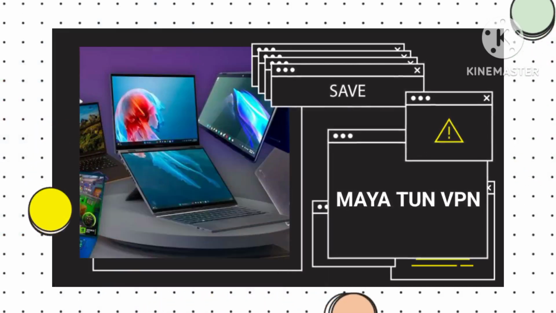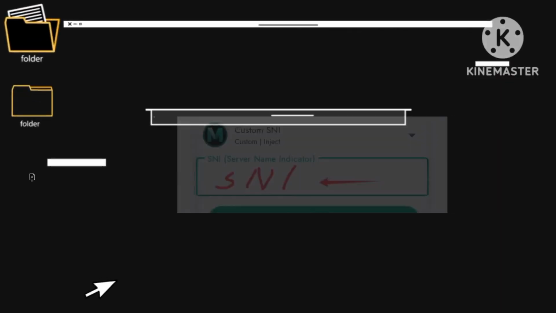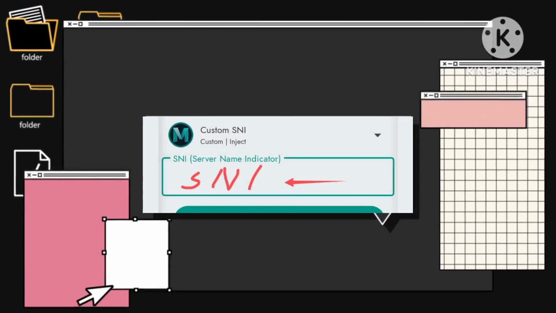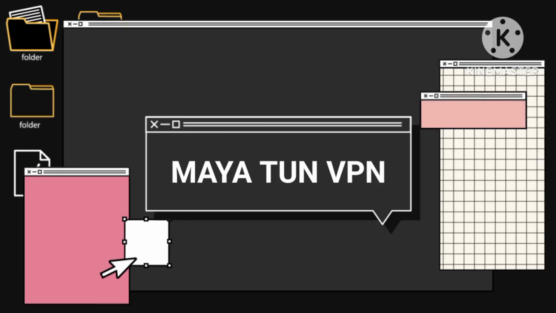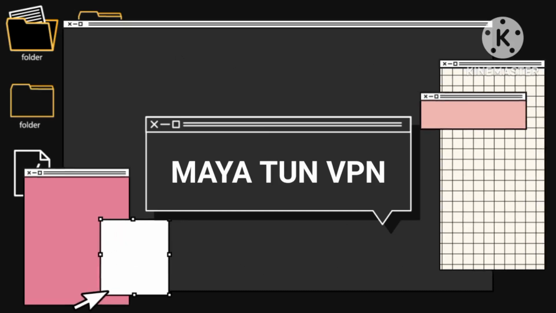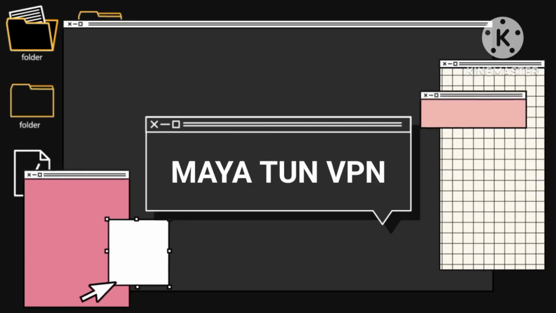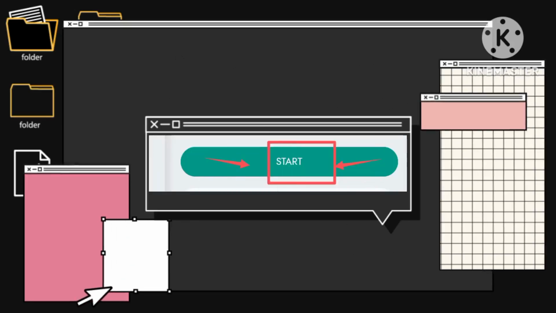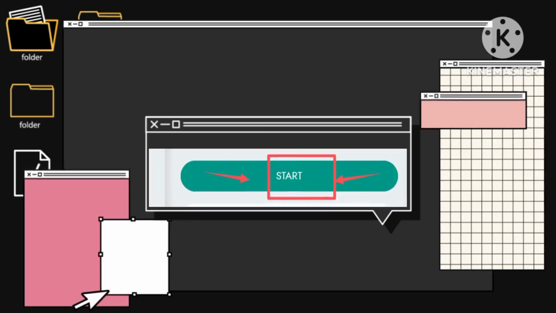Step 7. Enter country-specific SNI. In the provided box, enter the valid SNI, server name indication, for your country. This ensures a connection to the closest and fastest servers in your region. Step 8. Start the VPN connection. Tap the Start button within the MayaTun UDP VPN app to initiate the VPN connection with your custom settings.